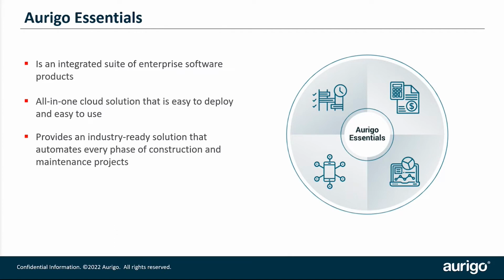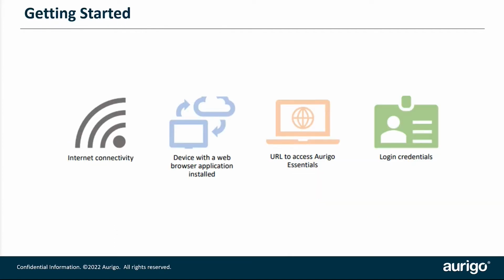What do you need to start using it? Of course, the basic things: it's a cloud software, so you need internet connectivity. You need a compatible web browser, such as Chrome or Firefox, and the URL to access Essentials. All of you are provided the SJTA Essentials environment and you have your credentials as well. So if you have these three things and your login credentials, you are good to get started with the actual product itself.